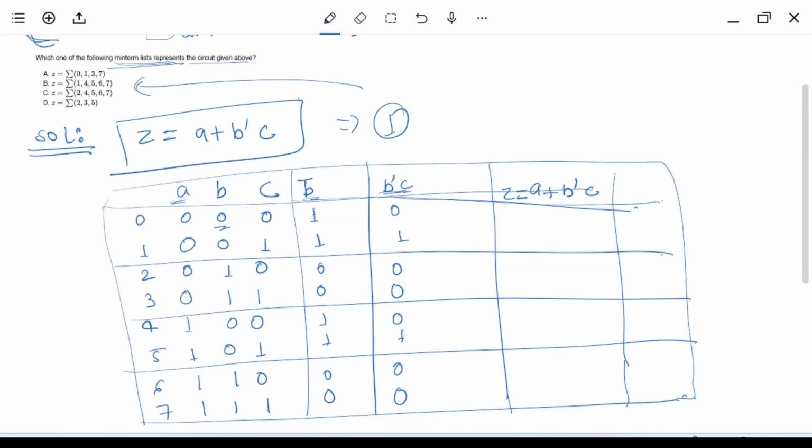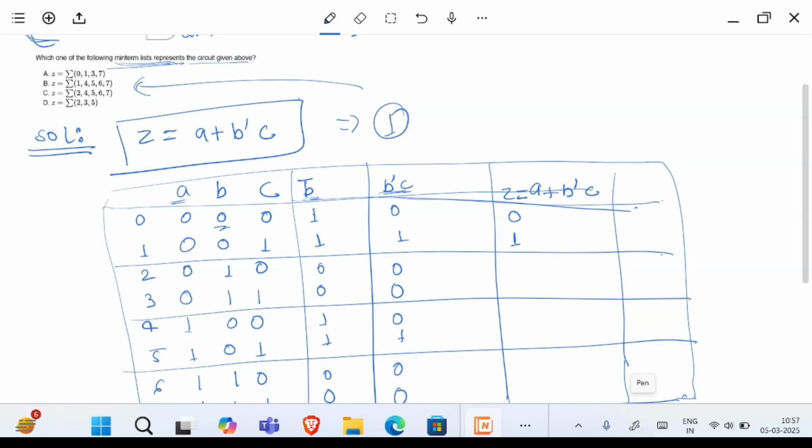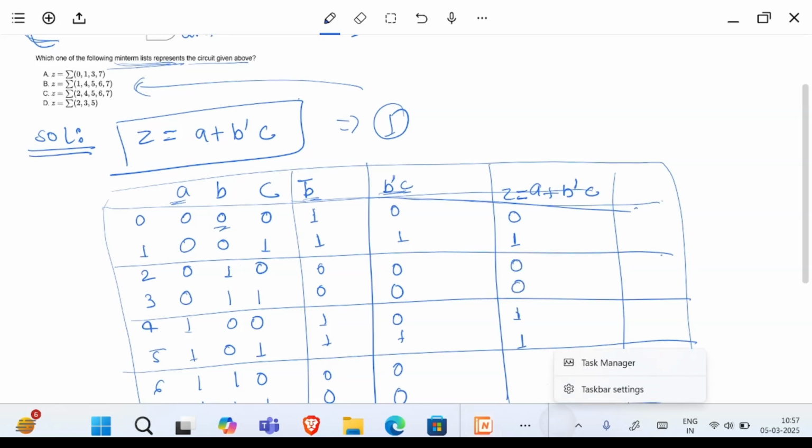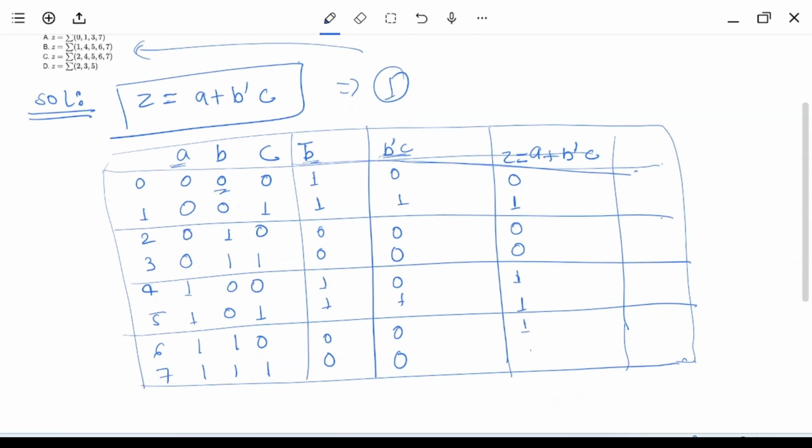So what are we getting? The value of Z is 0, 1, 0, 0, 1, 1, 1, and 1. So where are we getting Z equal to 1? Here, here, here, here and here. What is this value representing? This value is representing 1, so 1 is selected, and also 4, 5, 6 and 7.